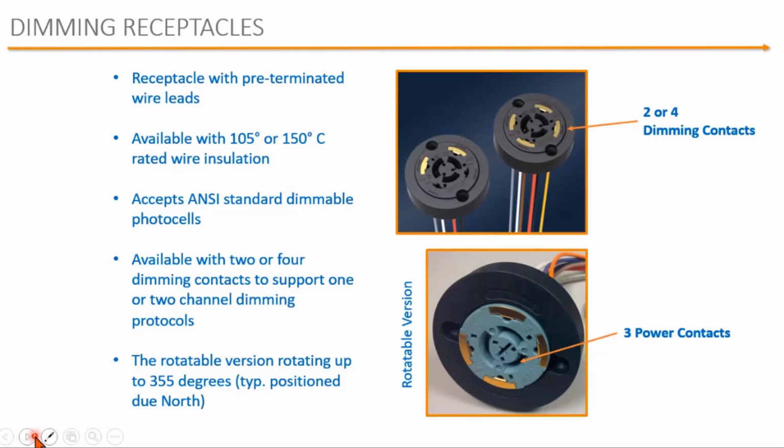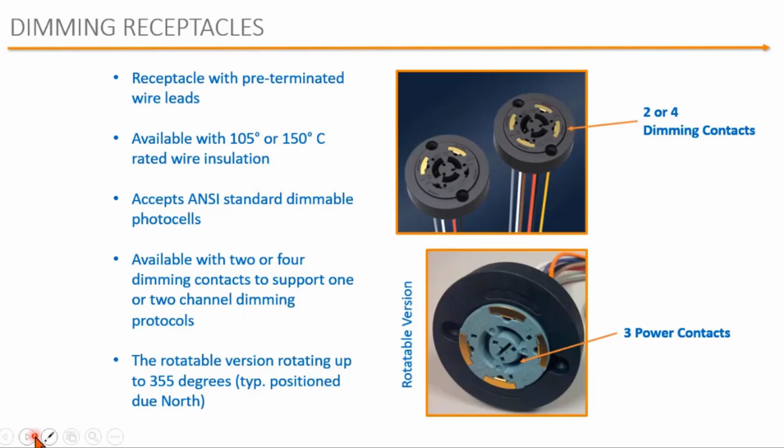The 3 center contacts provide power. The outer 2 or 4 signal contacts accommodate a dimming interface control known as DALI, D-A-L-I. That stands for Digital Addressable Lighting Interface. Think of the dimming receptacle as the I/O connection on a street light that receives a control module.